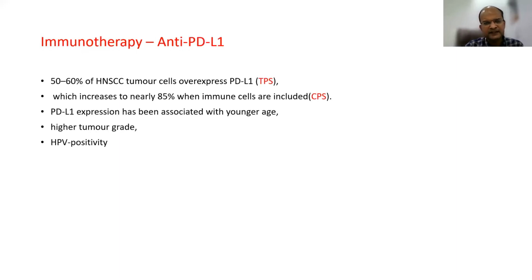Now, a little bit of detail on anti-PD-L1, only 5 minutes. Almost 50 to 60% of head and neck squamous cell carcinoma overexpress PD-L1. If we see only tumor cells, that is TPS, tumor proportion score, only 50 to 60% of head and neck squamous cell carcinoma overexpress PD-L1. But if we involve immune cells also, nearly 85% of squamous cell carcinoma has overexpression of PD-L1 either in tumor cells or in immune cells. So that is known as combined positivity score, CPS.